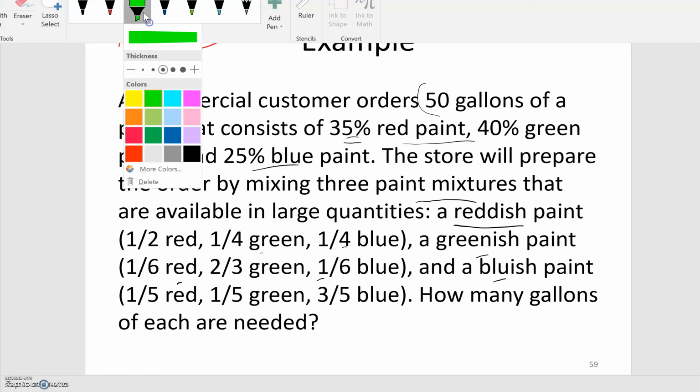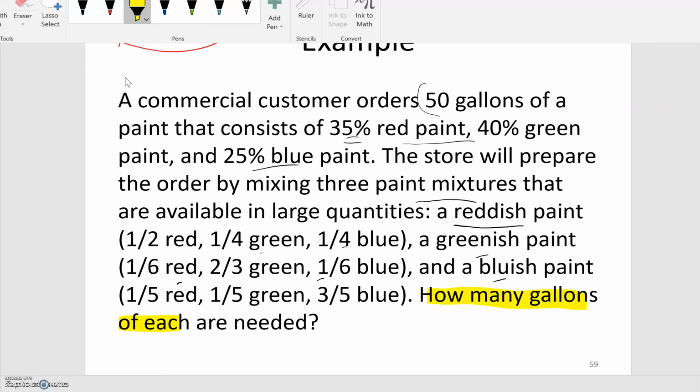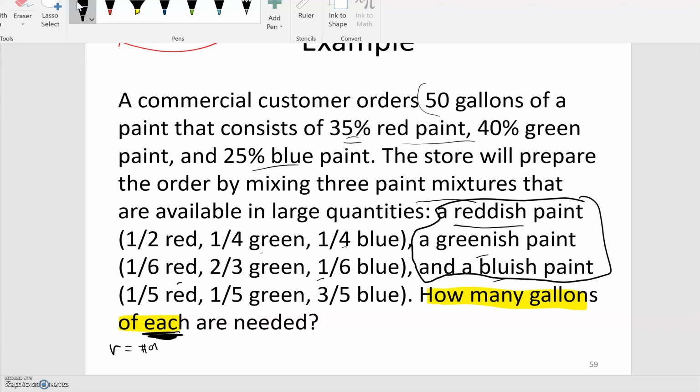All right, but nevertheless, let's still follow our same rules. What are the unknowns? This is really important to answer, because you will screw up if you're not careful about this. So the unknowns: how many gallons of each? Each is these 3 things: the reddish, the greenish, and the bluish. So let R be the number of gallons of reddish, not red, but reddish. And then G, the number of gallons of greenish. And B, the number of gallons of bluish. So R, G, B.